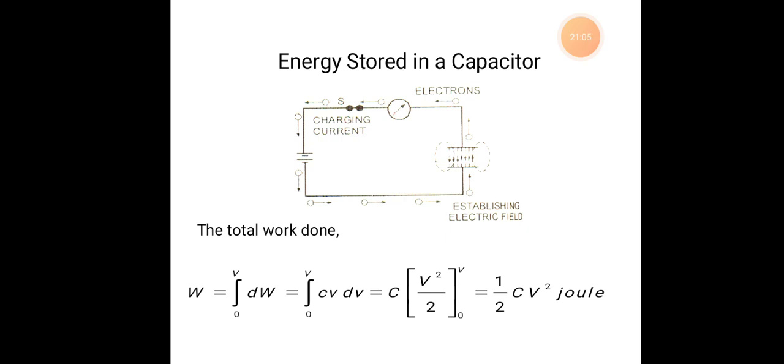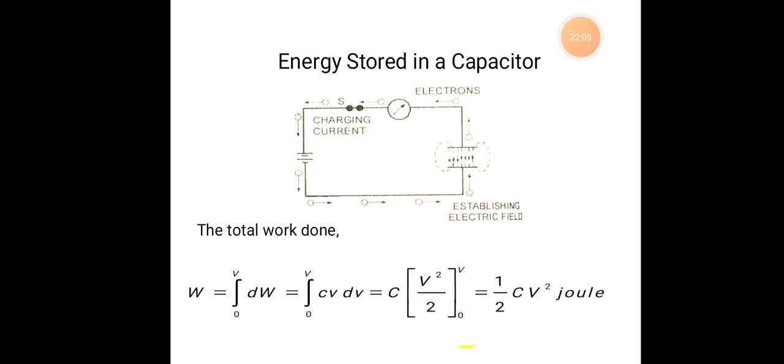The total work done W is equal to the integration of the change of work done, with the range from 0 to V volts. The change of work done is equal to CV into the change of voltage dV. C is common, so it gives V square by 2, in the range 0 to V, which is equal to 1 by 2 into CV square, where C is the capacitance and V is the voltage.